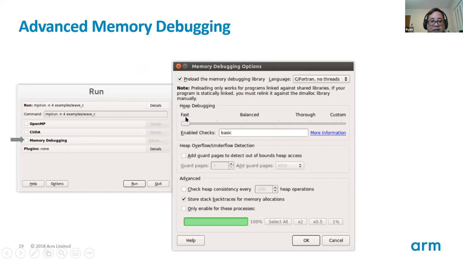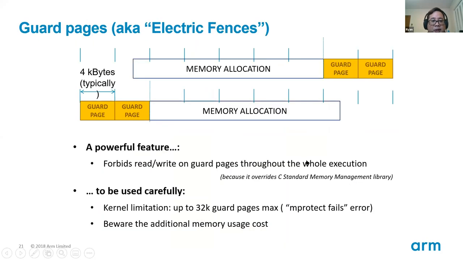You can have it turned on. You can put the slider on fast, and you can leave guard pages checked off until you get to the region of interest, before that memory is being allocated. That way, the guard pages are only applied to the variables that you want to look at. So it's pretty flexible on when you turn this feature on.